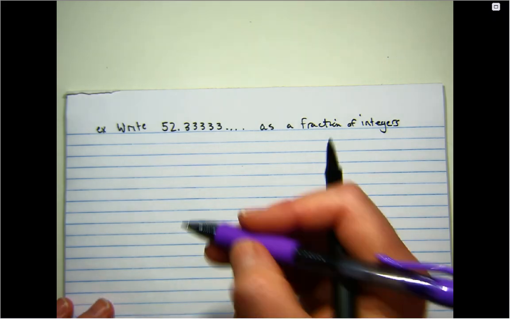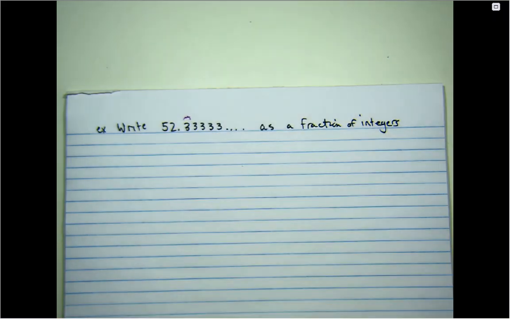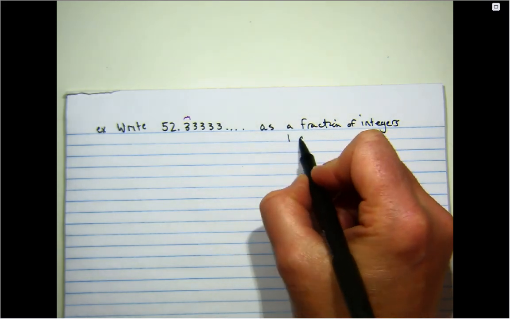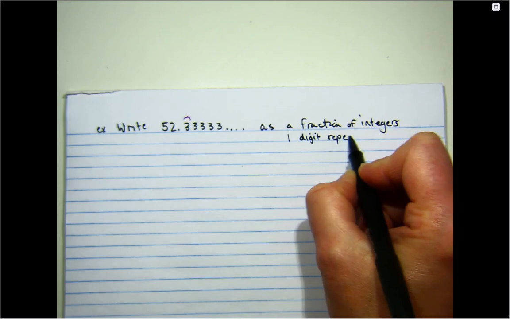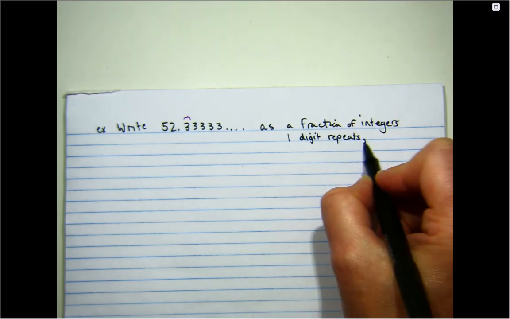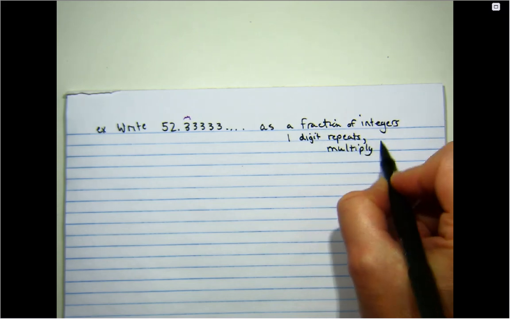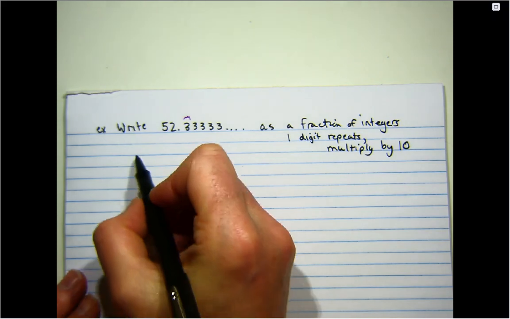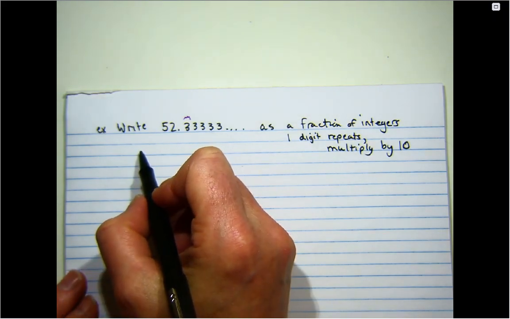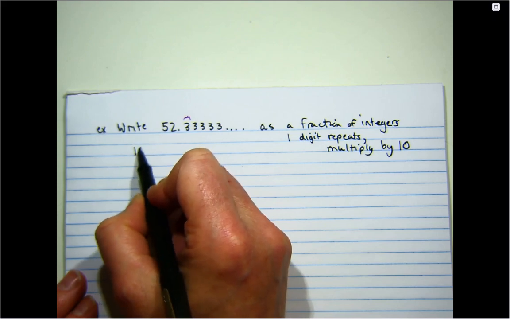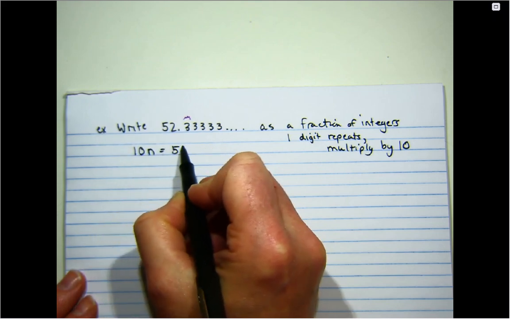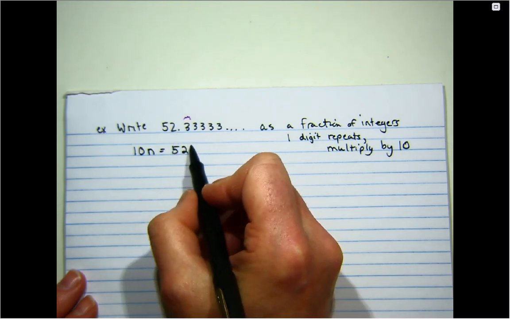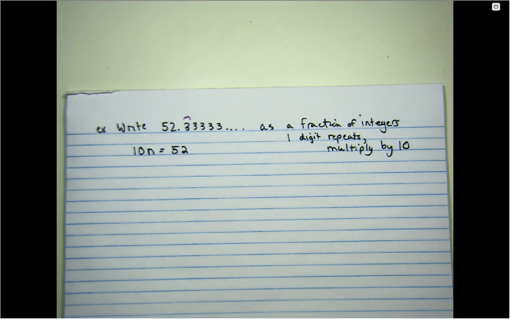So this time, as we look at the repeating part, there's just the number 3 repeating. So one digit repeats. That means we're going to multiply by 10. So 10, because one digit is repeating. So we have 10n, where n is 52.333. I'm going to multiply by 10, so that moves my decimal place 1 to the right.